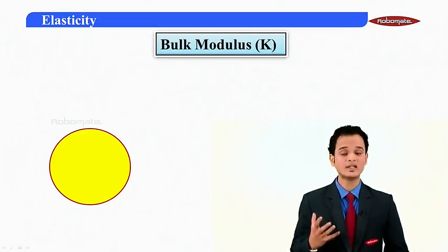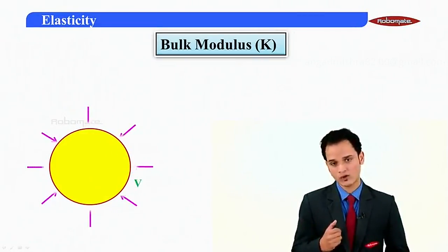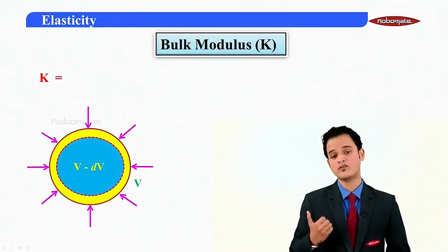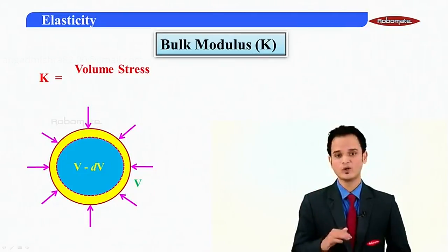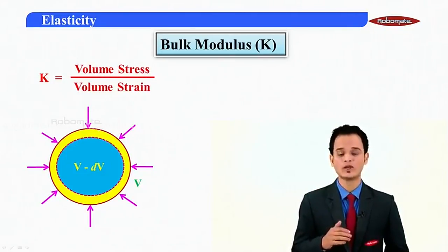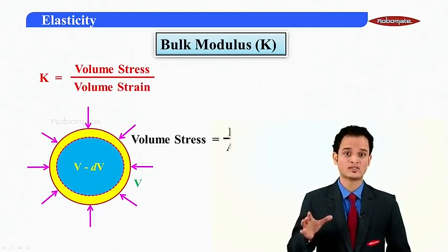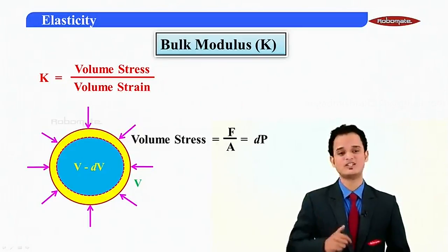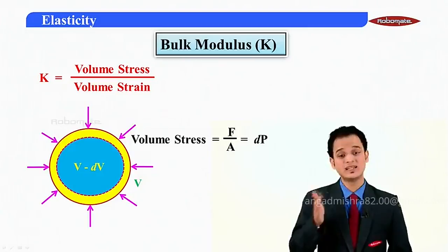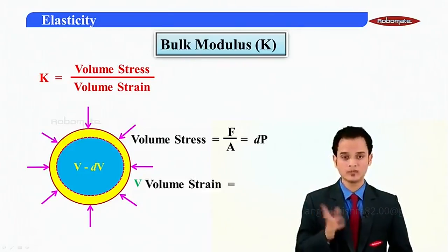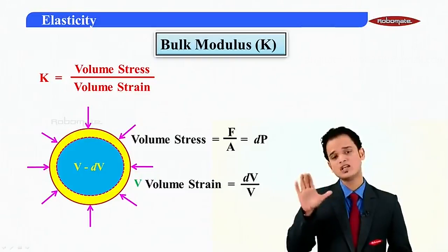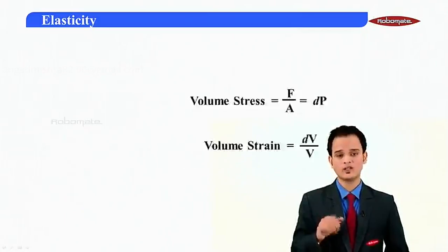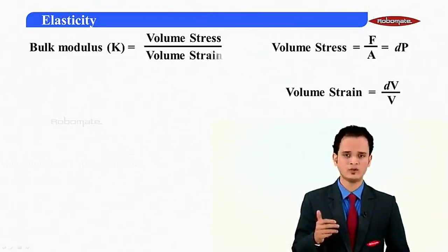Bulk modulus is related to volume. So here we have the original volume. If we are subjecting it to an external change in pressure or force, we get a reduction in volume by amount dV. So students, we get K is equals to volume stress upon volume strain. Now volume stress was nothing but force upon area, which is equal to dP, that is nothing but change in pressure. I repeat, it is not just P, students, it is the change in pressure that is given by dP. Also volume strain is nothing but change in volume divided by original volume, that is nothing but dV upon capital V.